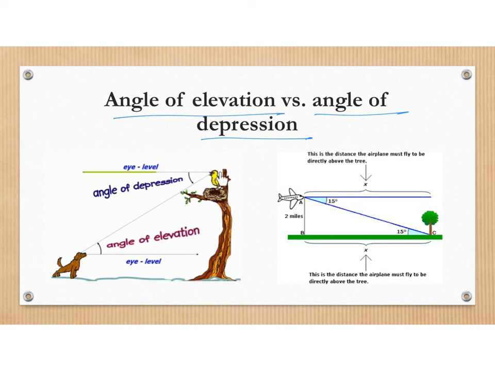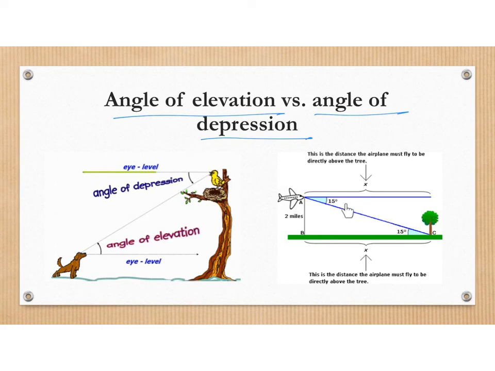If we reverse that and look at the eye level of the bird and the angle from this eye level down to the dog, we get the angle of depression. So D, depression, down, and elevation is up.